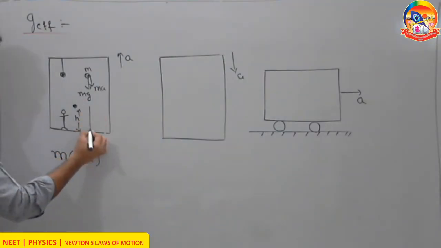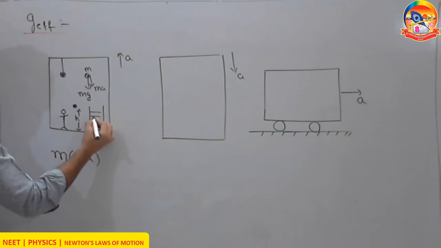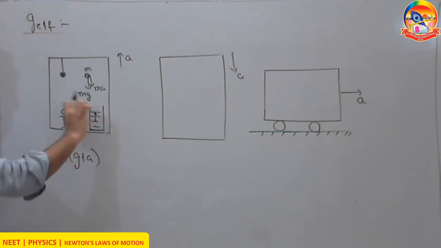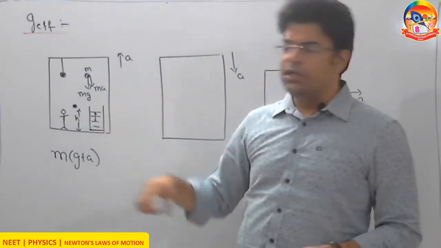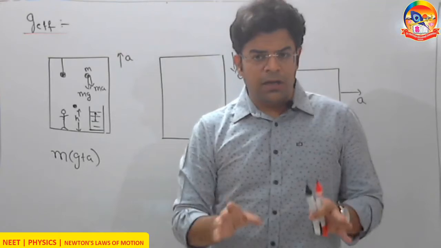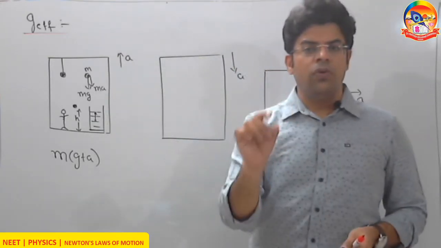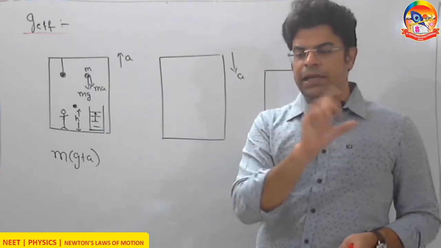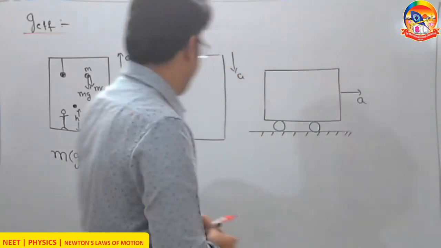One more example, let's say you have a beaker filled with fluid. Somebody asks you what is the difference in pressure within the fluid at 2 points separated by distance h? For normal earth, you would say rho gh. For this lift, take it as rho into g plus a into h. So in place of g, replace everywhere with g plus a.